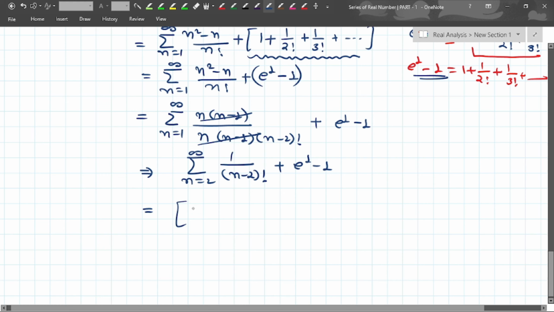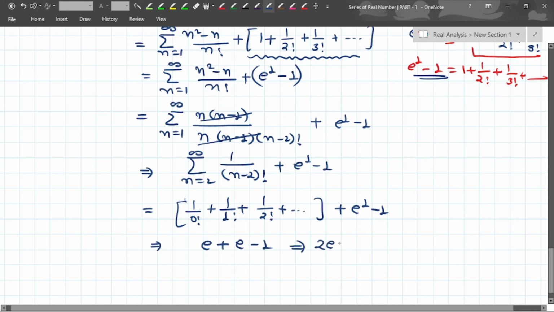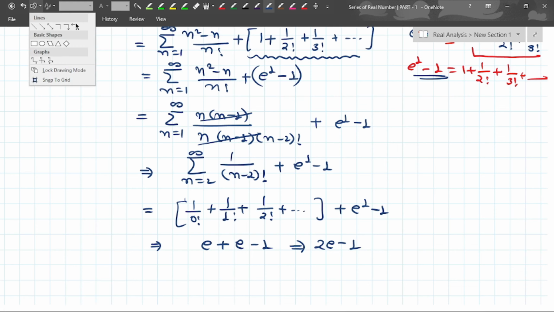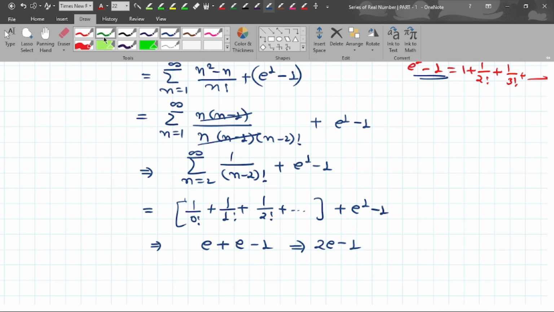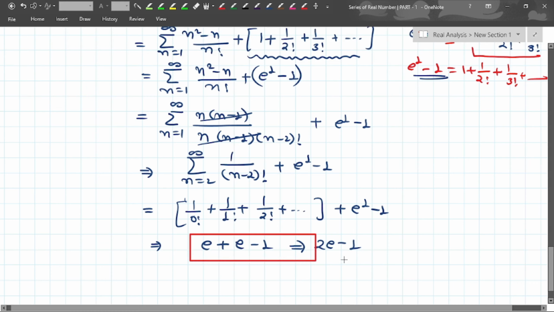Just expand it. You will get what? 1 upon 0 factorial, then after that 1 upon 1 factorial, then after that 1 upon 2 factorial. So it is nothing but your e. So this is going to be e power 1. So it is e plus e minus 1. It means the solution is 2e minus 1. This is the sum of the provided series. This is how you can get the result. Clear? Next.